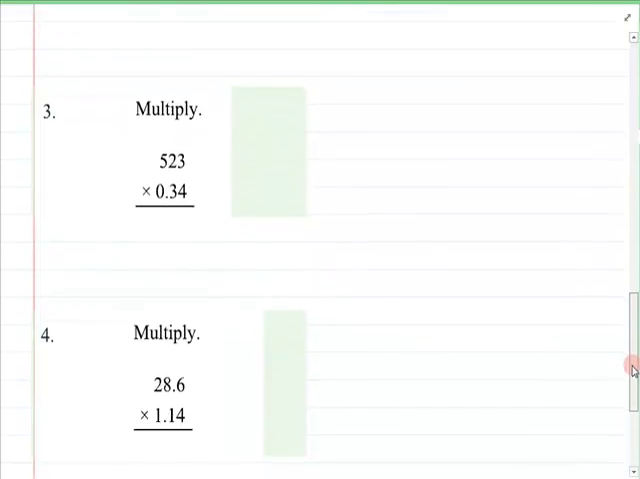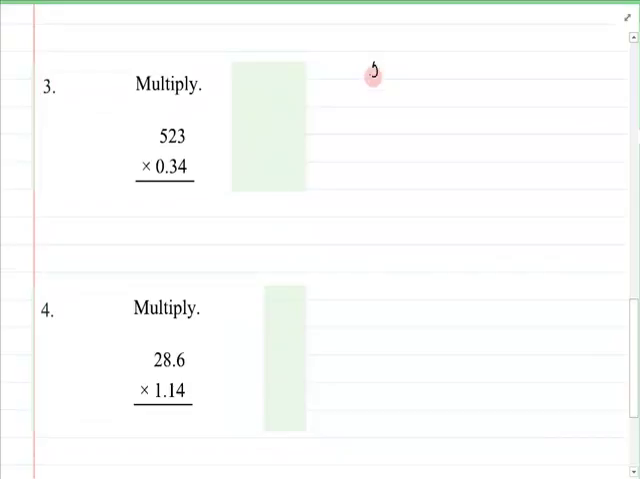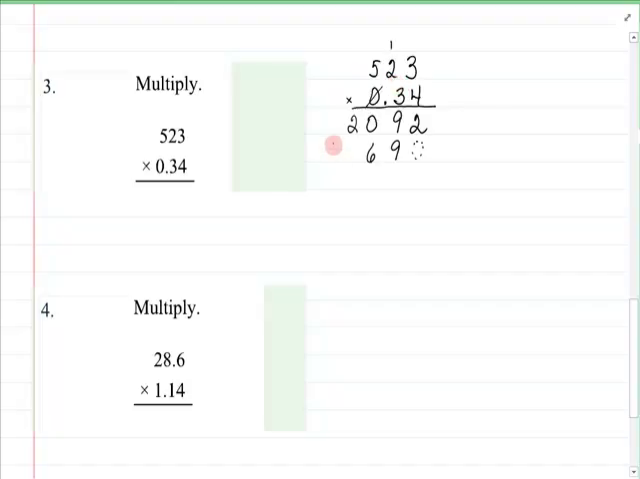But the next problem is not a power of 10. So I have 523 times 0.34. And you do not have to worry about that 0 when you're multiplying. Ignoring the decimal, I'm just going to say 4 times 3 is 12, carry the 1. 4 times 2 is 8, plus 1 is 9. 4 times 5 is 20. Now, I know that I would have a placeholder 0. 3 times 3 is 9. 3 times 2 is 6. 3 times 5 is 15.